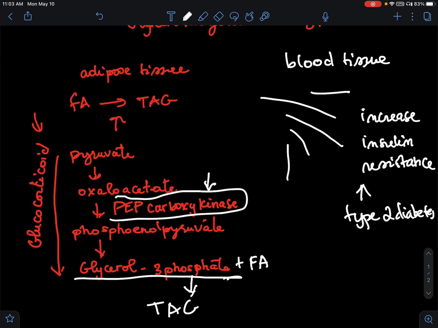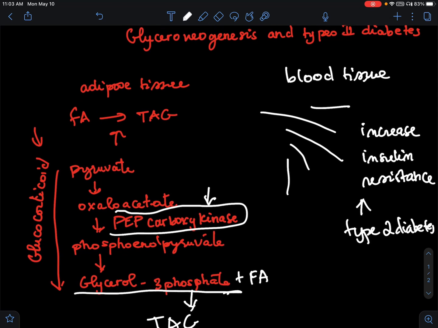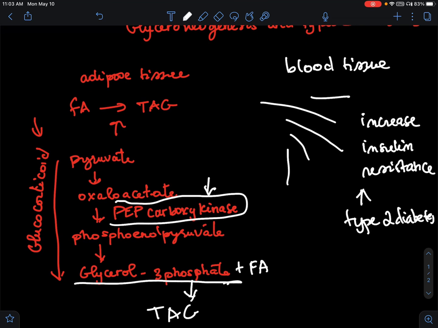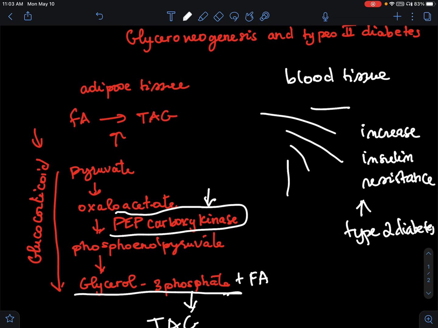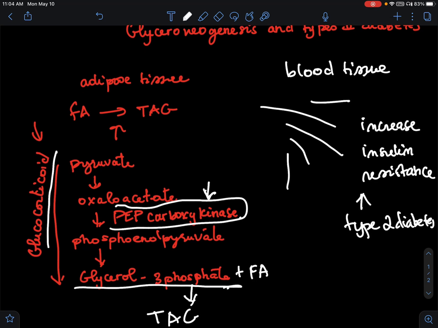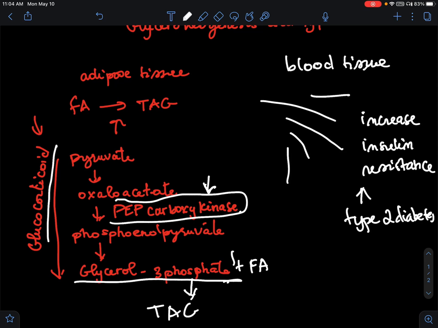Okay, I'm going to do a summary. So first of all, what do we need? We need fatty acid to be stored in adipose tissue as triglycerol. And for that to occur, we need the pyruvate to be converted into glycerol 3-phosphate by the process of glyceroneogenesis. But because we have the steroid hormone glucocorticoid that will inactivate the enzyme PEP carboxykinase, there will be no formation of glycerol 3-phosphate. And if we have no formation of glycerol 3-phosphate, there will be no reaction with fatty acid. So fatty acid will be free and be released in the blood tissue.